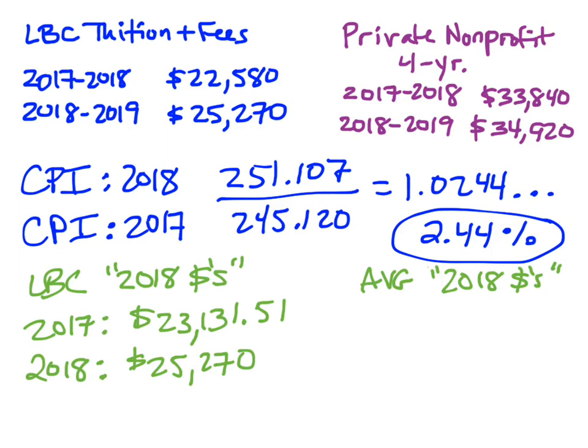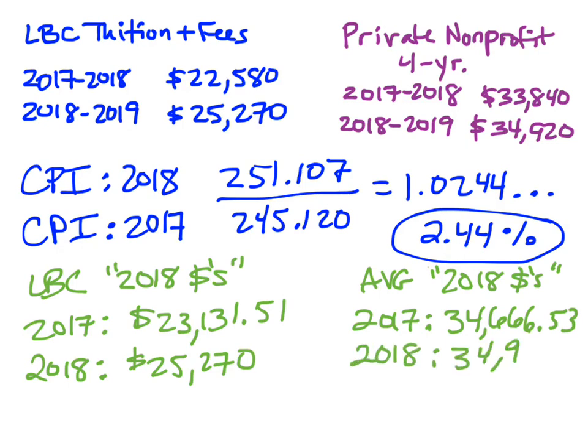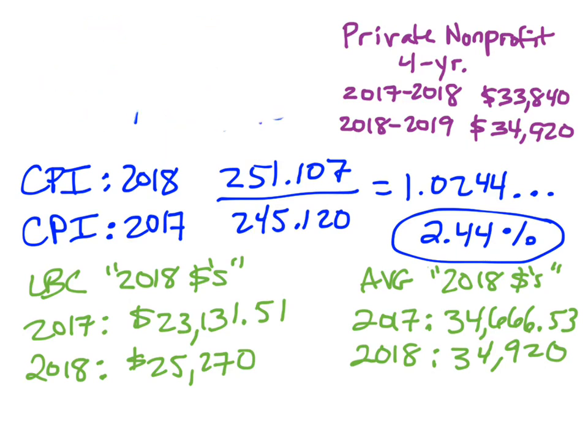Okay, and then for the average one, doing that same process, so I would just take this fraction and multiply by the 2017 tuition, and in 2018 dollars, that's going to give $34,666.53, and then we'll leave the 2018 number the same. Okay, so these are adjusted for inflation, and what that means is that any increase that's left that we're still seeing is in addition to inflation. So let me make a little more space here, and then we can actually calculate what that is.